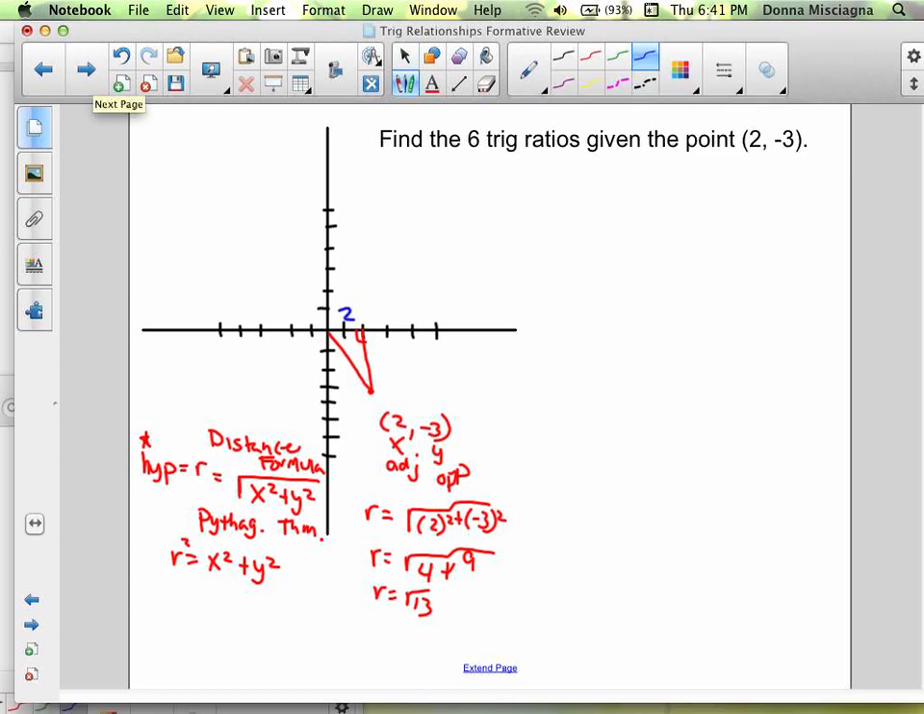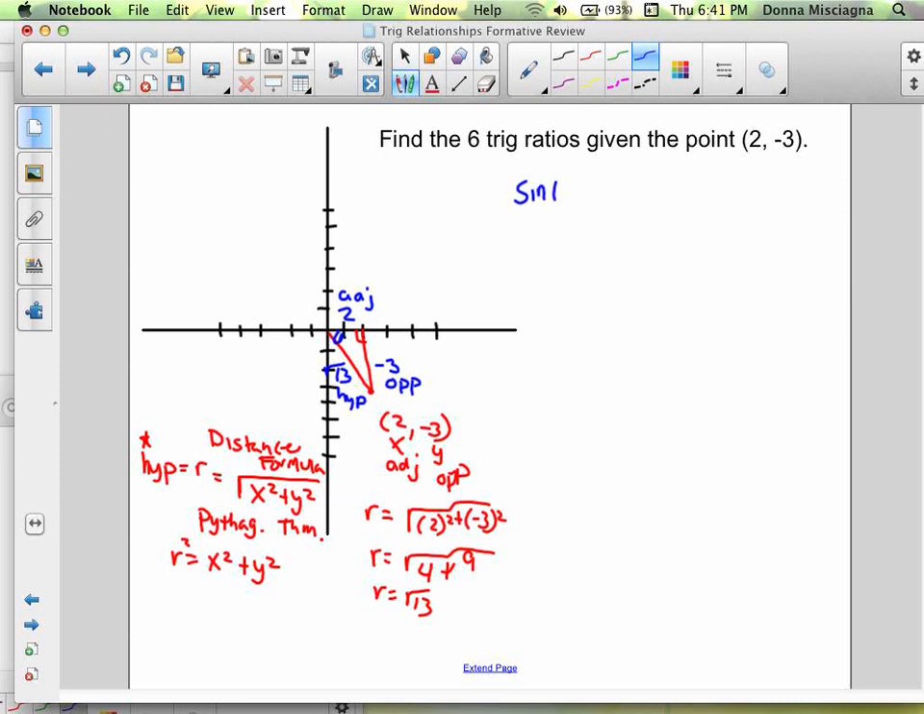So 2 is the adjacent side. And here would be theta, right? And remember, x is always the adjacent side. Opposite theta is -3. That's the y value. It is always the opposite side. And then the square root of 13 is the hypotenuse. All right, so let's find our 6 trig ratios.